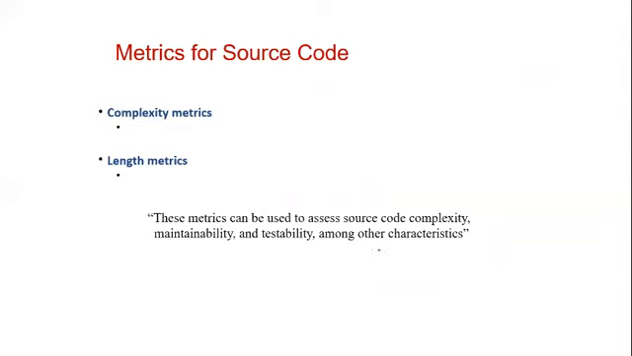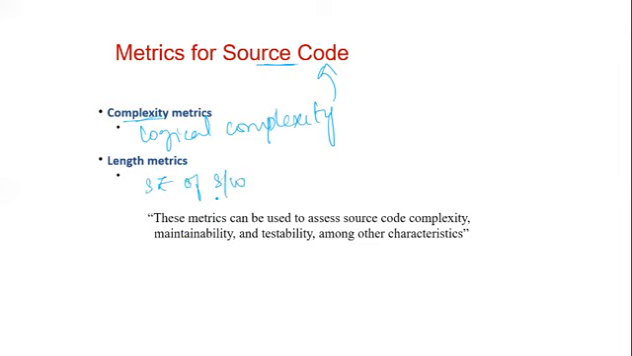Then coming on to the metrics for your source code, the first one is your complexity metric. Now this complexity metric is the measure of the logical complexity. As it is source code, you're going to measure the logical complexity of your source code. Then you've got length metrics. Length metrics means within the source code, you're going to identify what is the size of the software. Based upon the size of the software, the length of your software code depends.